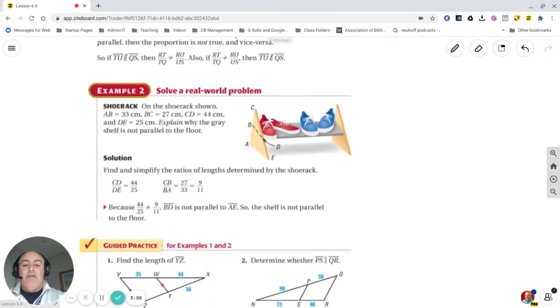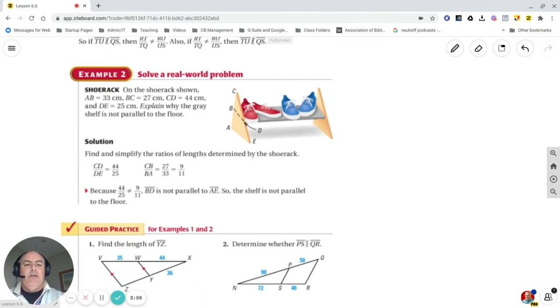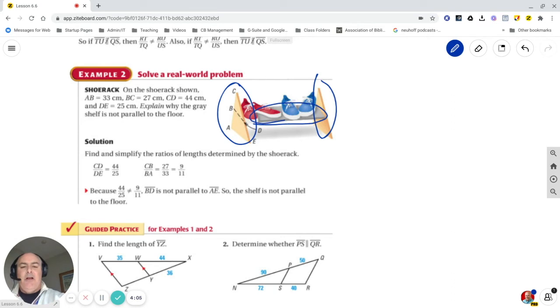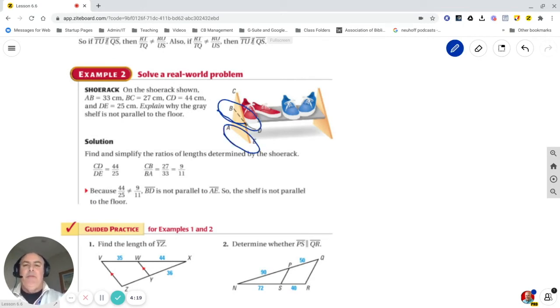We have here actually a real world situation. Let's say I have two triangle pieces in this shelf, and I want to create a flat shelf for my shoes. Well, what I'm trying to do then is figure out, is where the shelf connects here going to be parallel to the bottom? If so, then I know that my shelf is going to be parallel.